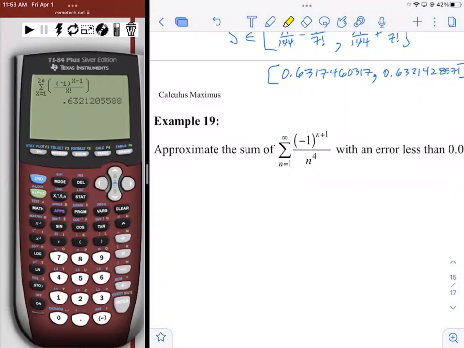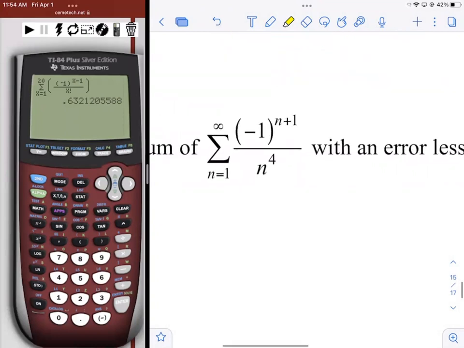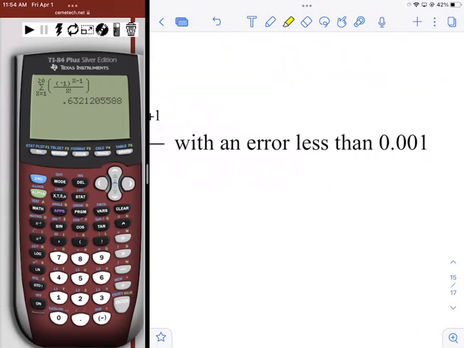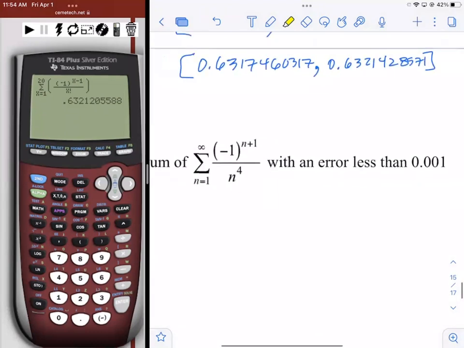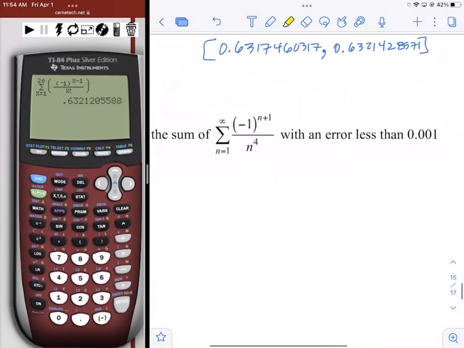Same thing, but asked a little bit differently. Approximate the sum of this such that the error of the sum is smaller than 1/1000th, that is, less than 0.001. Well, the first thing I want to figure out is, what is the first term in the sequence that is smaller than 0.001? Would you agree?